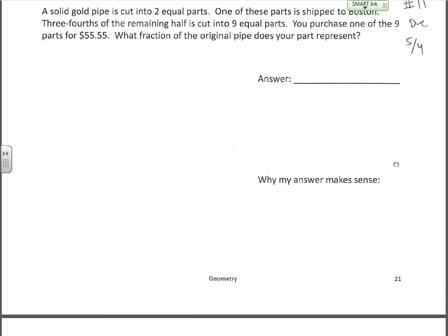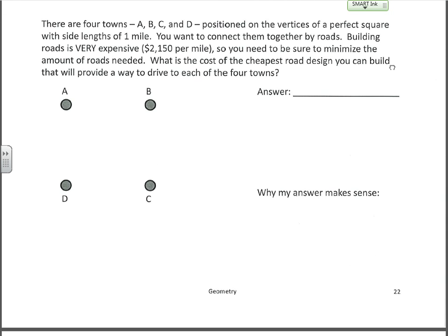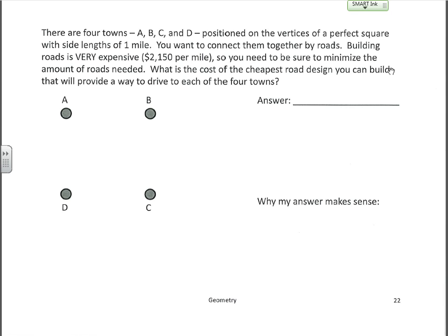The next one. There are 4 towns, A, B, C, and D, positioned on the vertices of a perfect square with side lengths of 1 mile. So if we were to connect these towns in a square-like fashion, okay, we'd have a perfect square with side lengths of 1 all the way around.